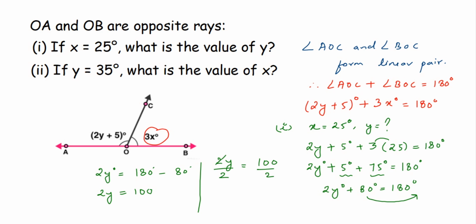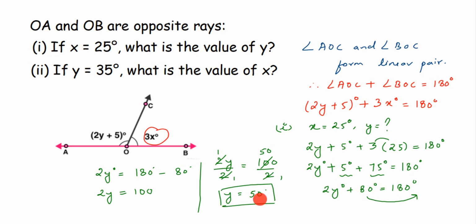So the 2 and 2 get cancelled. I'm doing cancellation here; if you prefer division, divide it. 2 ones are 2, and 2 fifties are 100. So y is equal to 50 degrees. This is the y value. That's it. So when x is 25 degrees, y is 50 degrees. This is the first question; we obtained the y value.